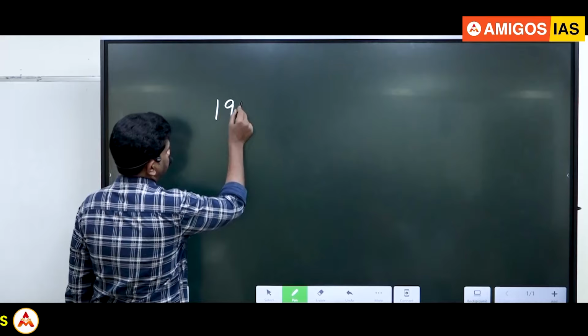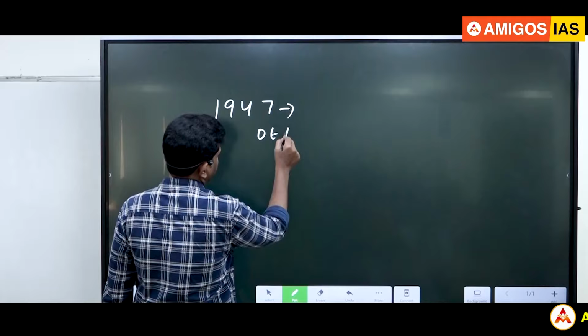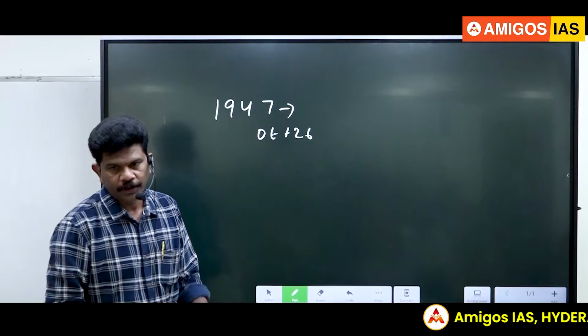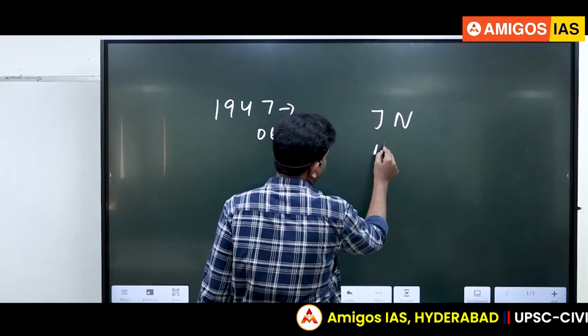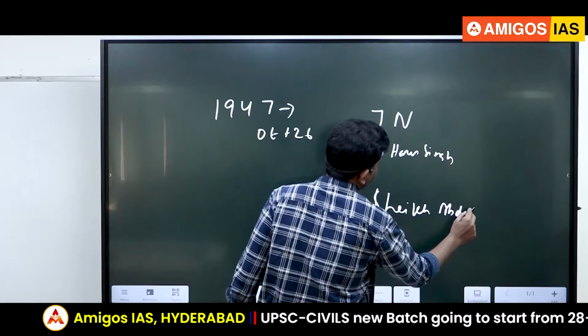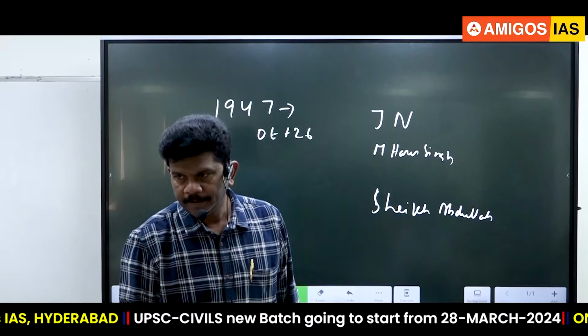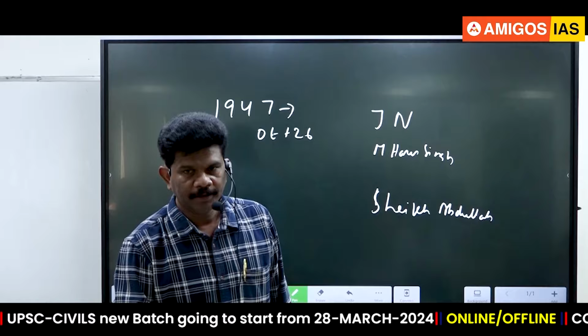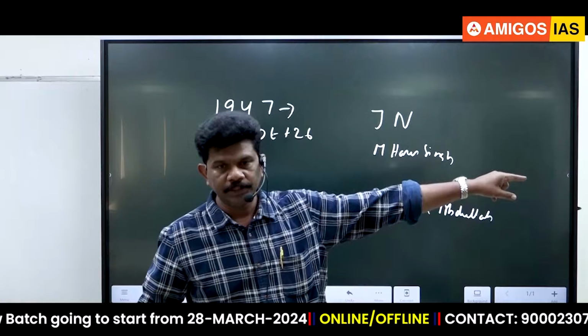So here, why I'm saying all these points is, in 1947, on October 26, the treaty was signed where Jammu Kashmir became part of India. When the treaty was signed, we have Jawaharlal Nehru, we have Maharaja Hari Singh, then we also have Sheikh Abdullah there. Pakistan kept on alleging that people of Jammu and Kashmir wanted to be part of Pakistan, but Hari Singh, because he was a Hindu, united J&K with India.